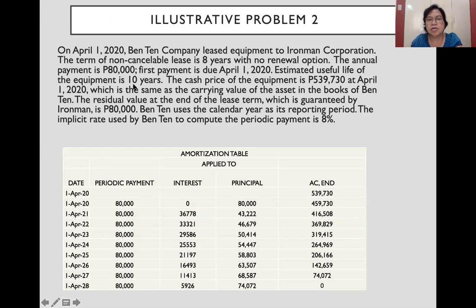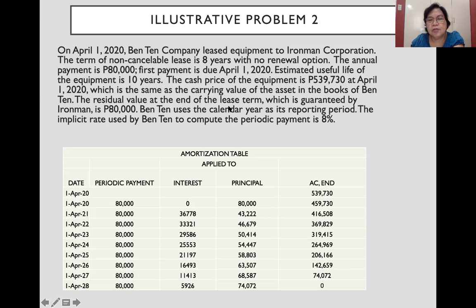The estimated useful life of the equipment is 10 years. So 8 over 10 is majority, so the third indicator is met. The cash price of the equipment is $539,730 at April 1, 2020, which is the same as the carrying value of the asset in the books of Benton. Therefore, cash price is the best indicator of the fair value of the asset. So the fair value is $539,730. Its carrying value is also $539,730, so there is no profit from sale. Hence, this is to be accounted for as a direct finance lease.